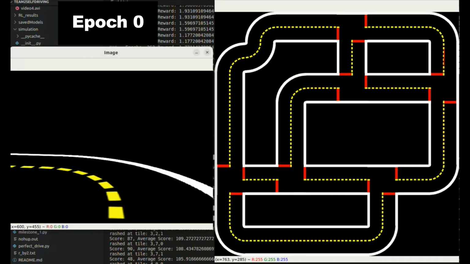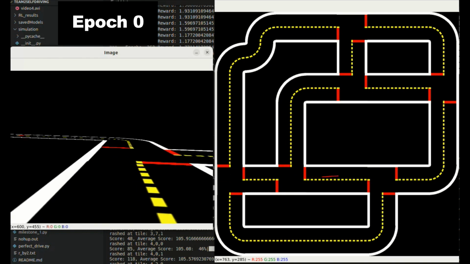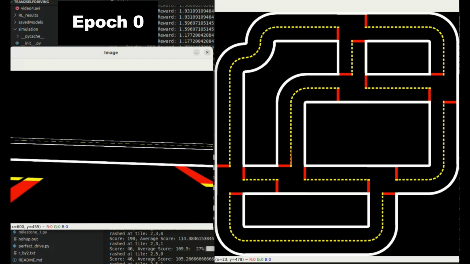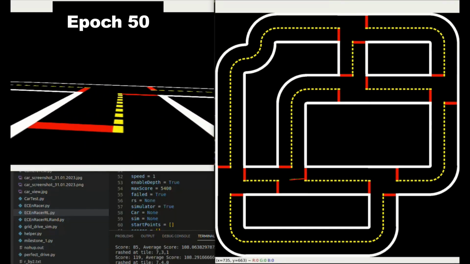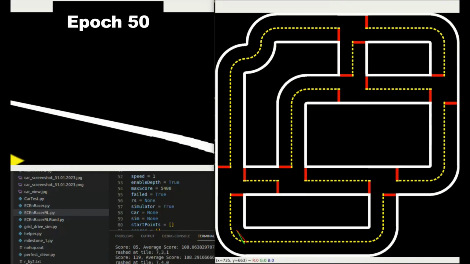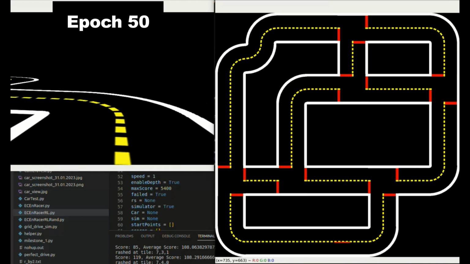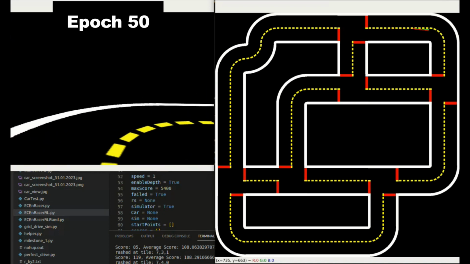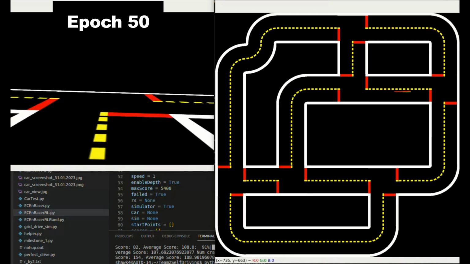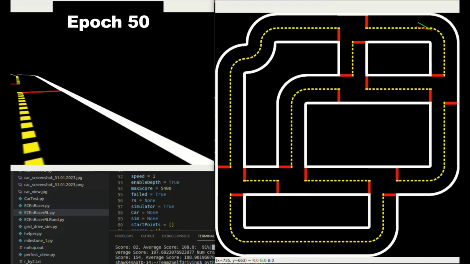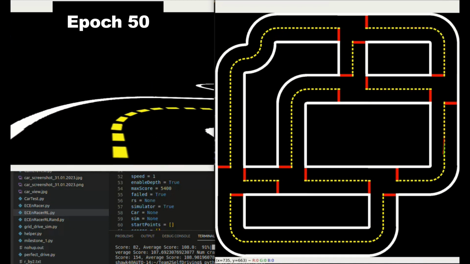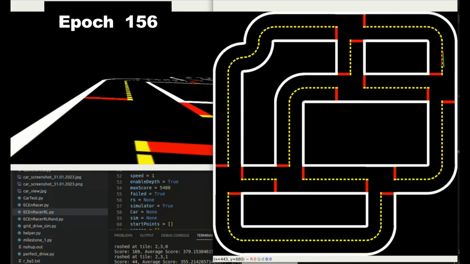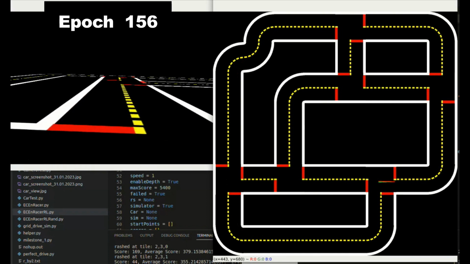At epoch 0, the car knows nothing and defaults to driving straight. At epoch 50, our model has learned how to turn left, but not right. At epoch 156, the model has learned to turn left and right, but is indecisive.